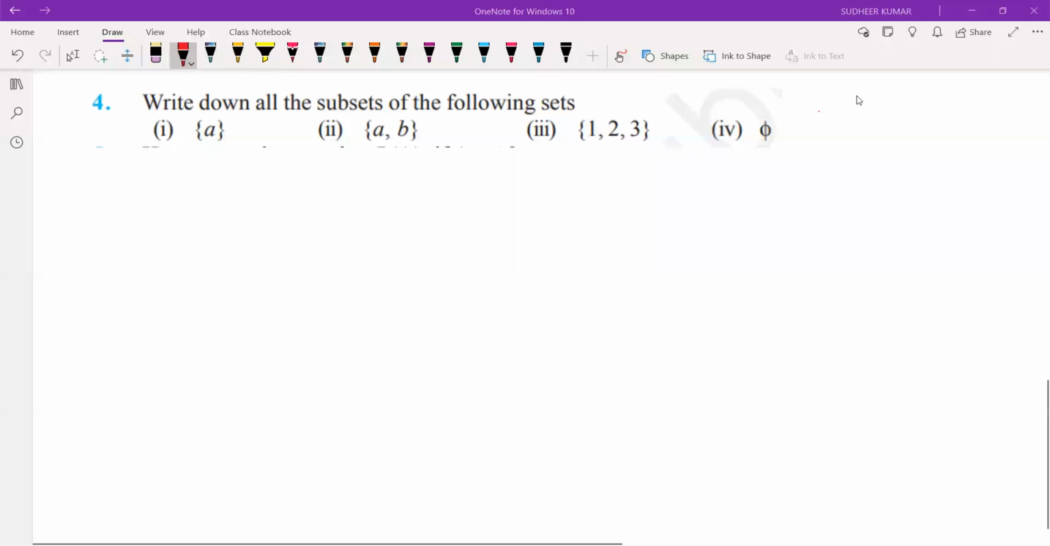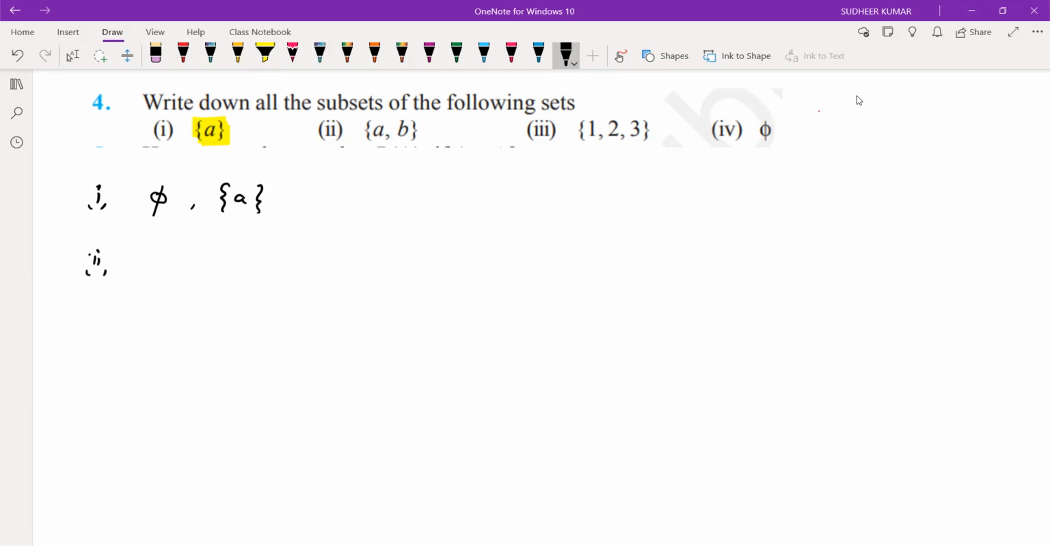Not only A. If you write, sir, all the subsets of set A: the first one is 5, the null set, which is a subset. Next, set A itself is one subset. Right?